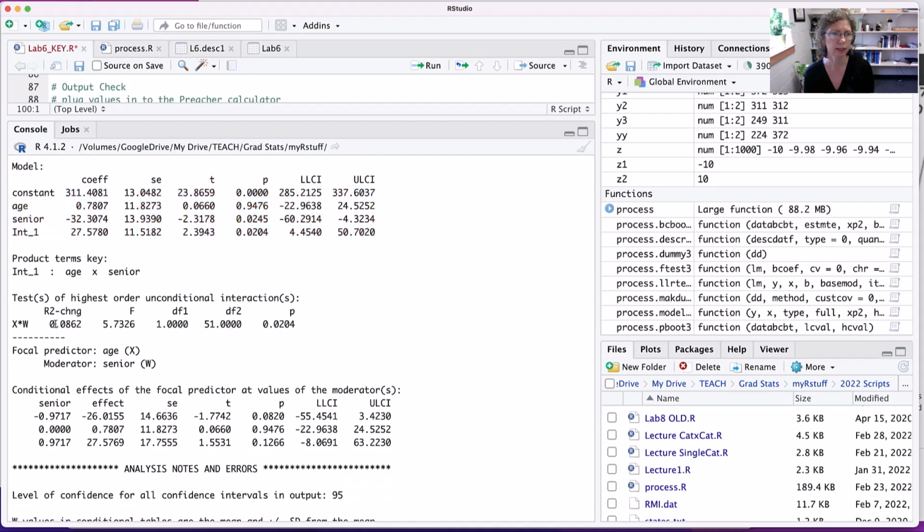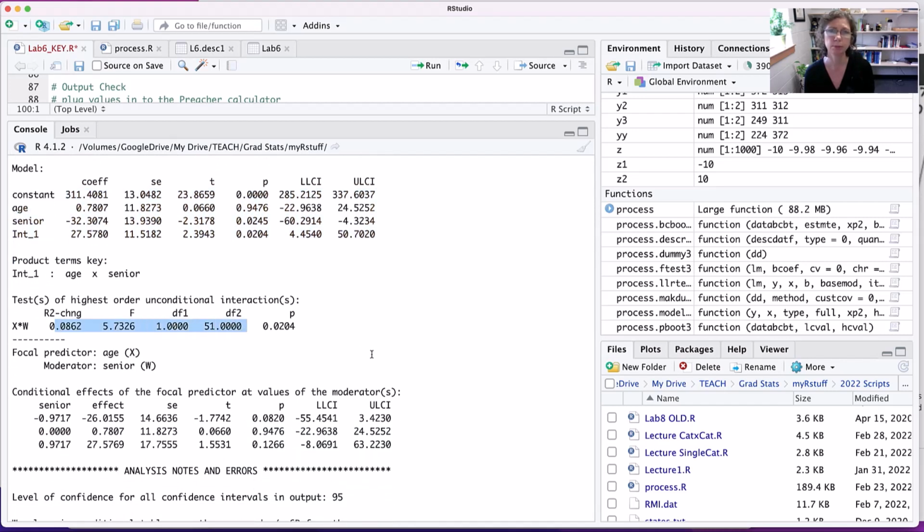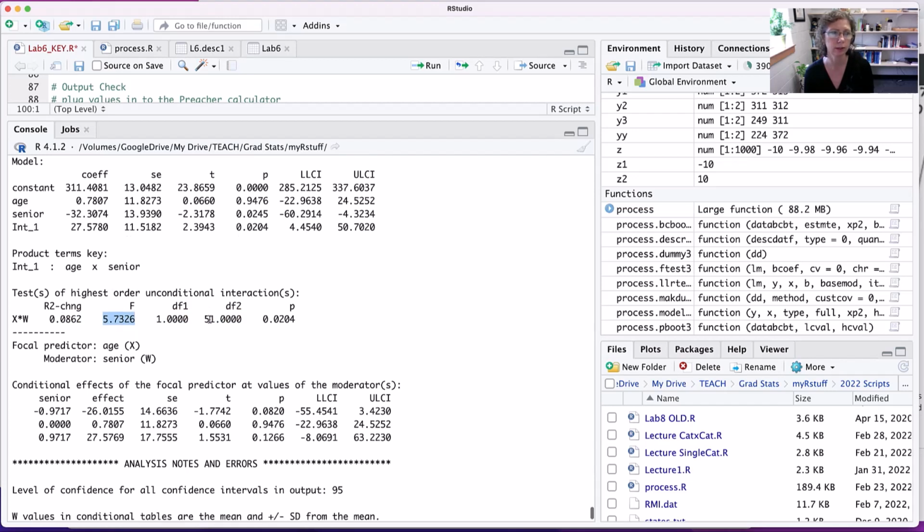We have the partial F. We didn't have to run 2 different models. We could just run one, and it already checked out the F change, the R squared change for this partial F test, and it's got all the information we need for it.